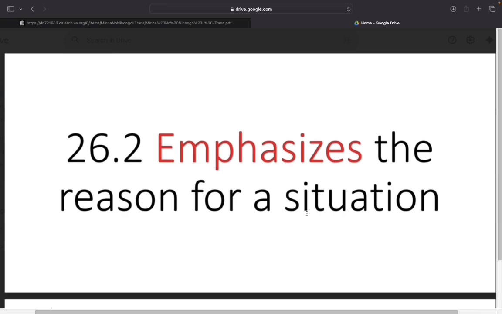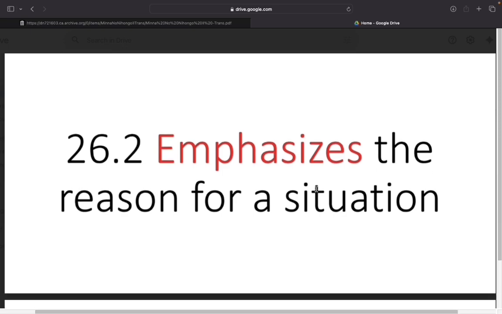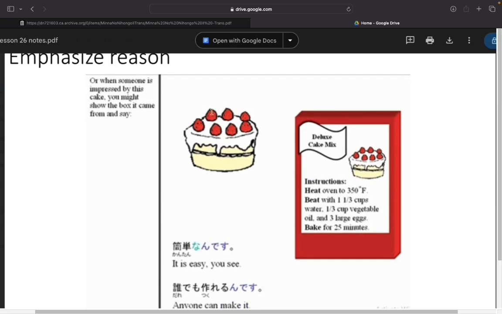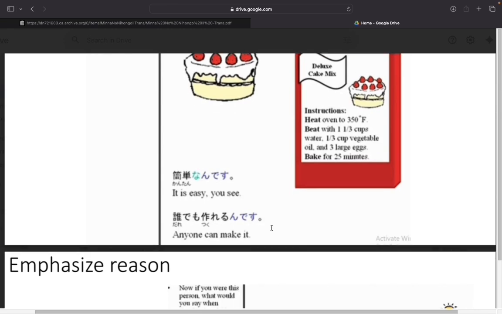Now, the second use, emphasizing a reason. To emphasize the reason for a situation. For example, when someone is impressed by this cake, you might show the box it came from and say, Kantan nan desu. Dare demo tsukureru nan desu. Okay, it's easy. While showing this cake mix, you can say this. It is easy, you see. Dare demo tsukureru nan desu. It means anyone can make it.